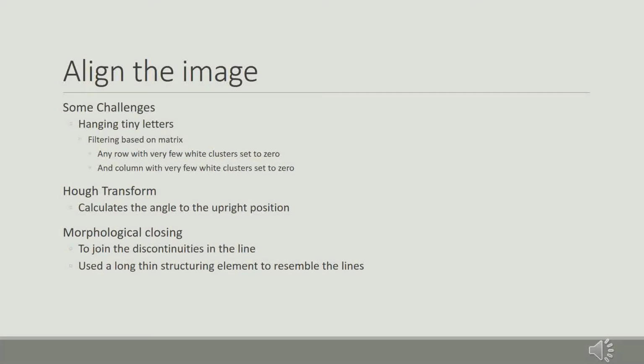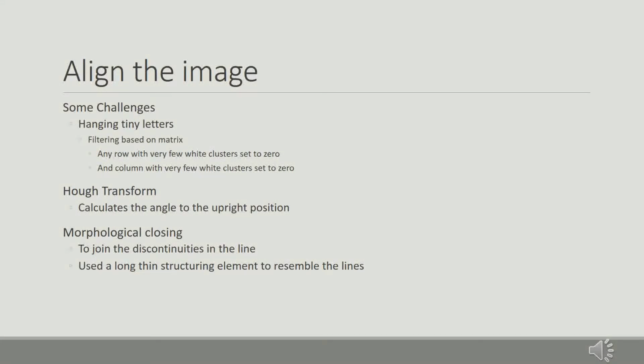Before we go into aligning, we face some challenges. I faced some challenges in the previous step, two of those being those hanging tiny letters at the bottom of the image. To get rid of that, we apply filtering based on the matrix. It will look at the whole image row-wise and column-wise, and those rows and columns where there are very few white dots, it will get rid of them. Wherever we detect those tiny letters, it will consider them as noise and get rid of them.